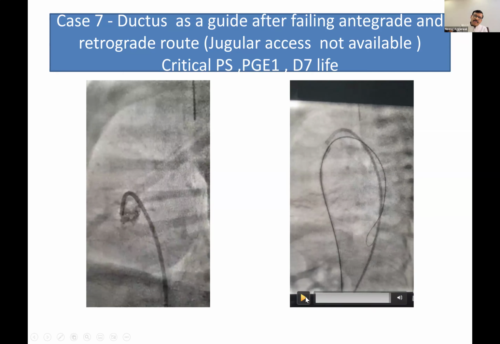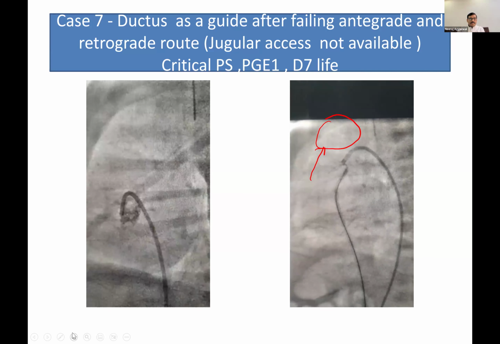We have found a significant advantage by keeping the catheter in the ductus. Maybe this stretches the pulmonary annulus to some extent, or it acts as a guide. We are able to guide my wire towards this direction. These are the two factors we think, but most of the time I have found this PDA duct as a guide to cross the pulmonary valve a useful addition in my practice.